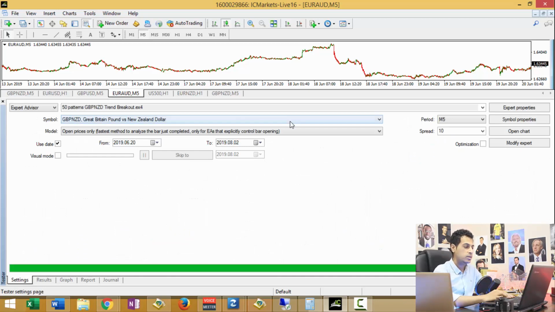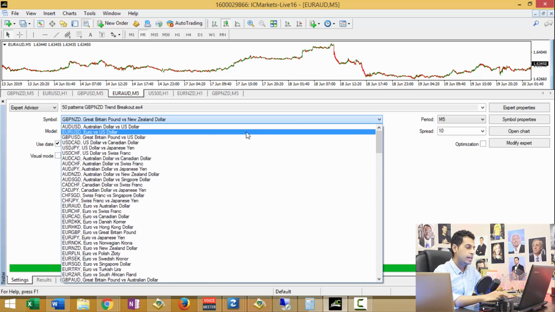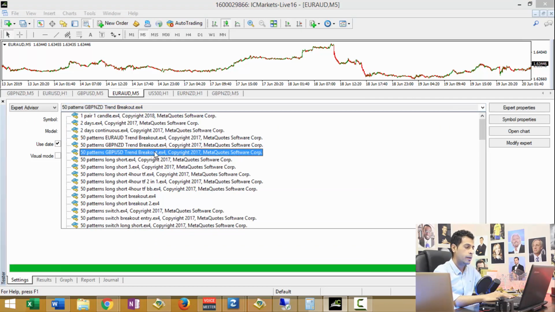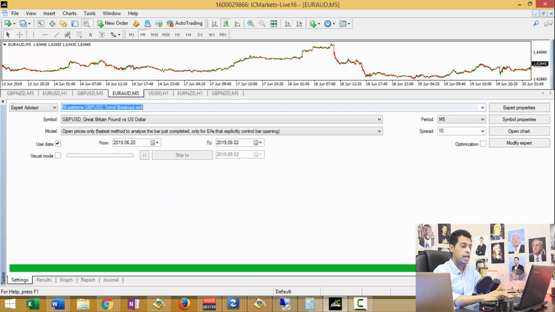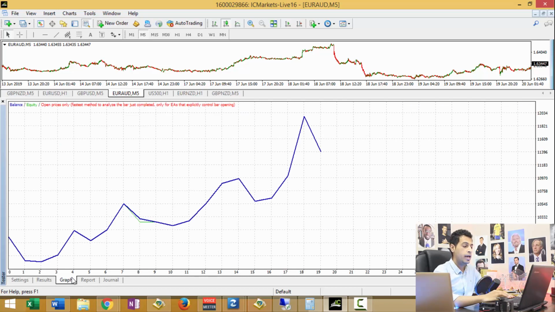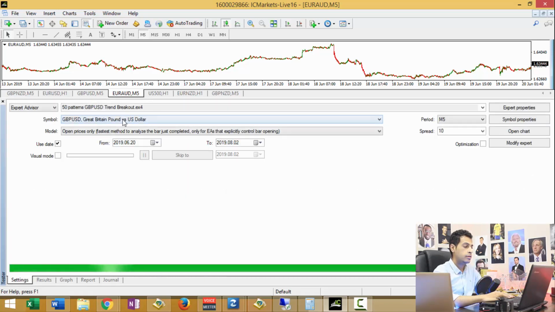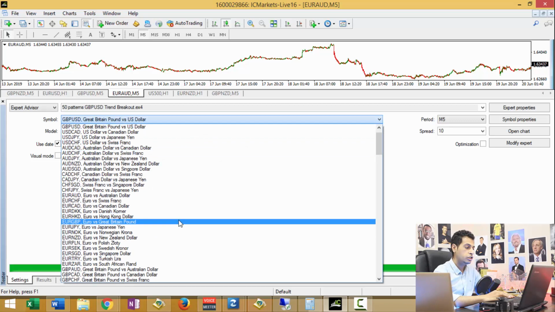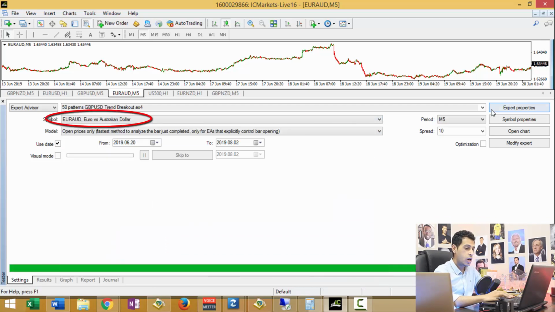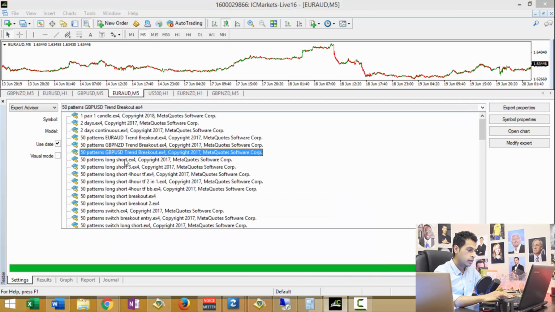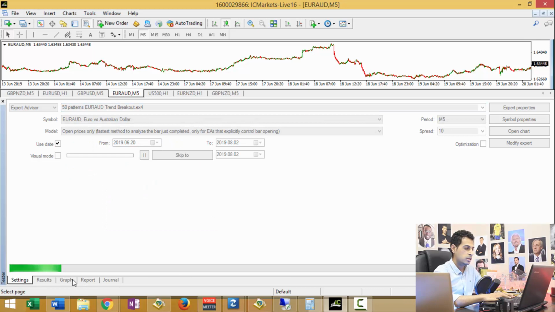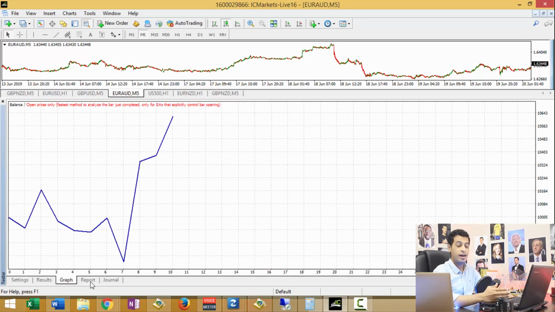Now the second trading system will be traded in the bond dollar market, also the 5 minutes time frame, and also the same date duration. And here's the performance of it, not too bad at all. And the third one will be the euro Aussie. Right here in the euro Aussie trading system, here's the performance of it, not too bad at all.